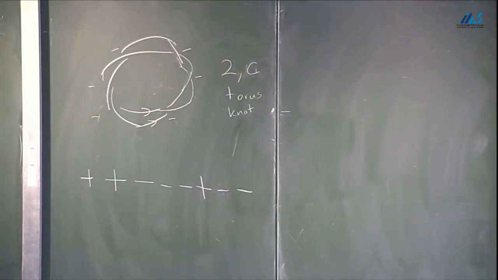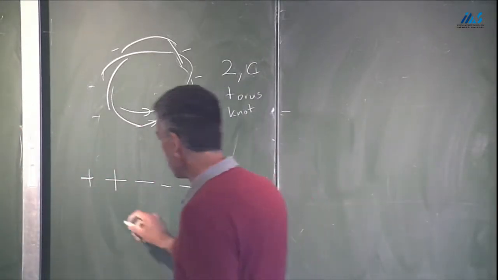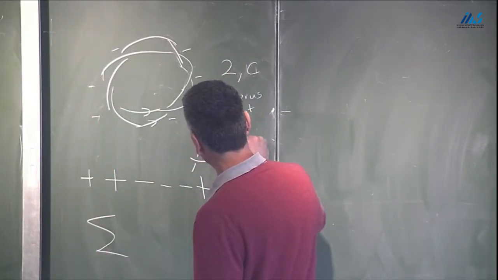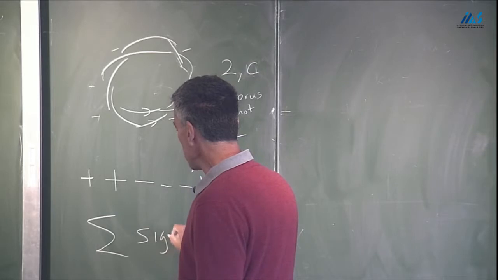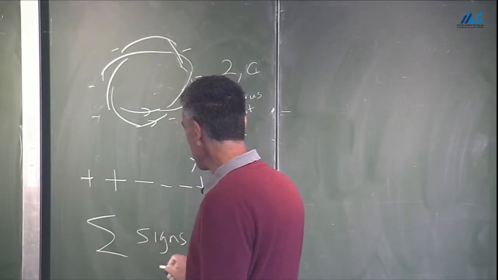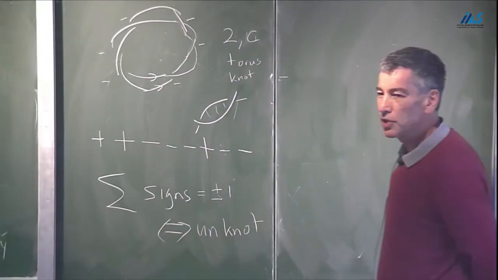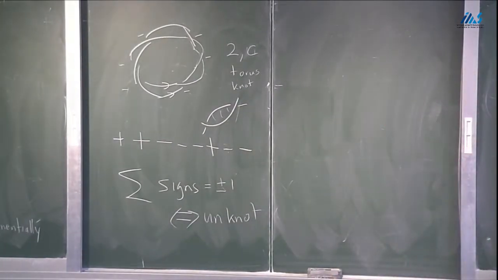And when will this be an unknot? You can cancel any two adjacent ones, right? So it's just something about the sum of the signs. Because if you have two that change sign, you get a picture like this. You can just cancel them. So if the sum of the signs is equal to plus or minus 1, then it's an unknot. So out of these 2 to the c, how many of them have... that's right, finally some combinatorics.